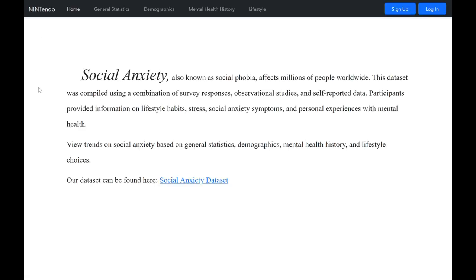We are currently on the homepage showing a brief description of our project. Our group focused on visualizing the social anxiety dataset found on Kaggle so that we could view trends on social anxiety based on general statistics, demographics, mental health history, and lifestyle choices. We have separate pages for each of these categories shown in the navigation bar.